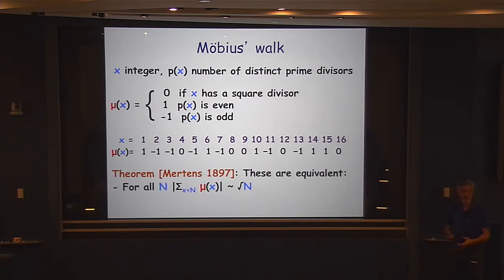This walk has this homebound property. It stays close to the origin. For every n, it's within roughly square root n of the origin. And the equivalent condition is the Riemann hypothesis. So just the question of whether this particular very simply defined walk stays close to the origin is equivalent to the Riemann hypothesis. It's a formal formulation of the Riemann hypothesis. If you want to prove the Riemann hypothesis, just prove this property, that this walk stays close to the origin.